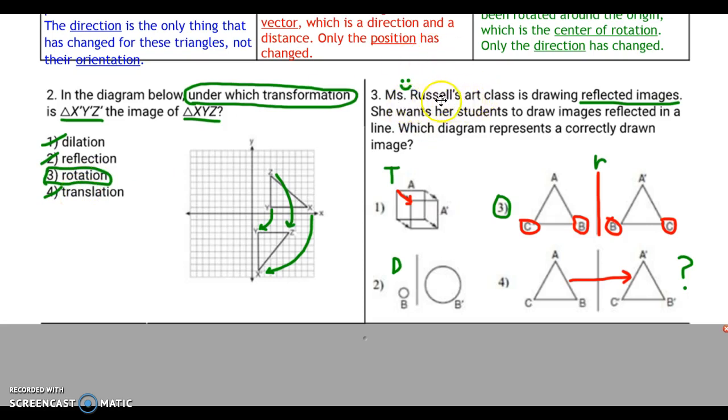Miss Russell, who's our intrepid art teacher, she's drawing reflected images in her class. She wants her students to draw reflections in a line. This first one is an example of a T, translation, because it is a slide. You can see all of these vectors indicating a slide, which is translation.